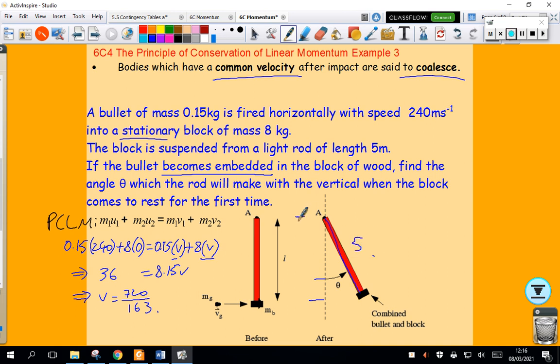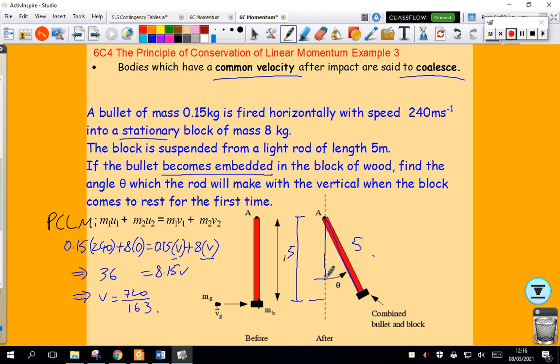Which means the whole distance from there to there is 5. So if I can find out this height, I should be able to work out that distance, and from that I should be able to work out a value for theta.